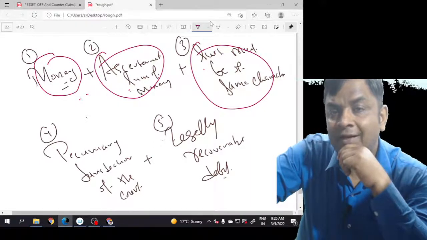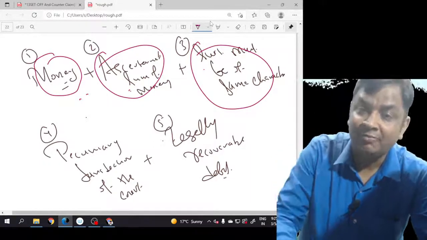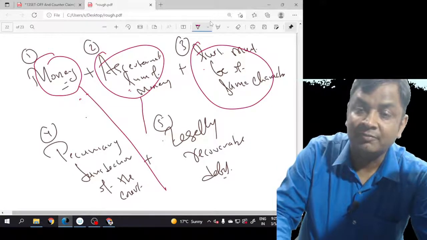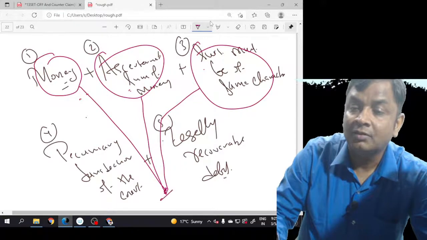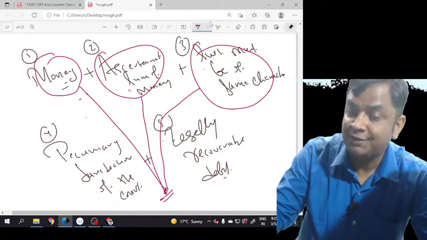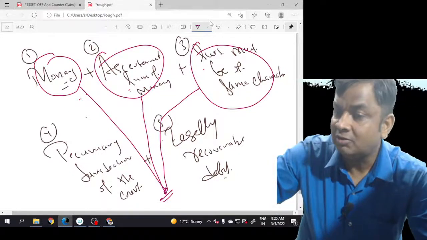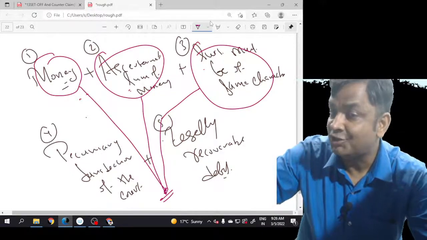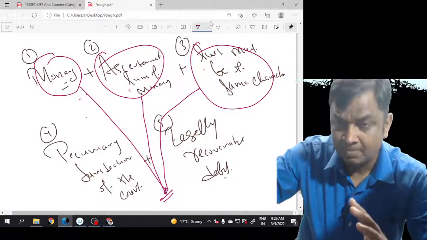Then what will the defendant do? In that situation, the defendant may put his counterclaim. He is stating to the court that, although the plaintiff has made such and such claim against me, even I have got certain points to raise against the plaintiff. Even I have got certain points.